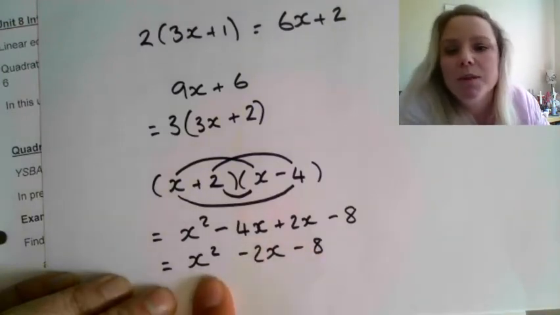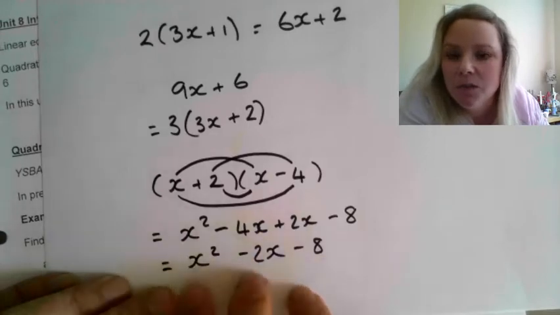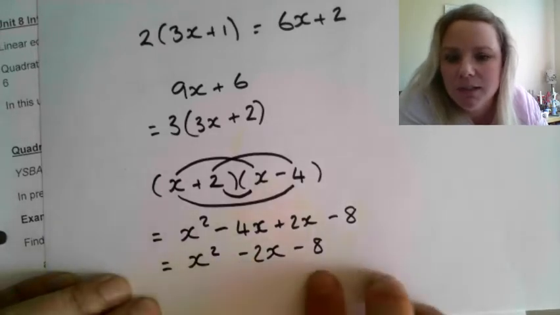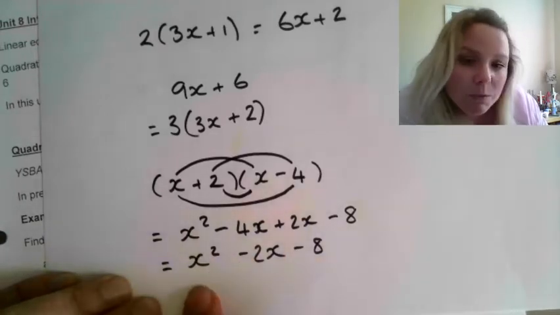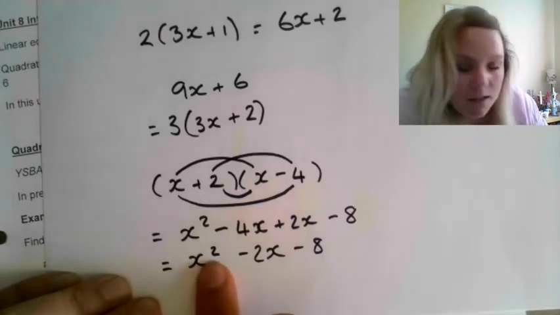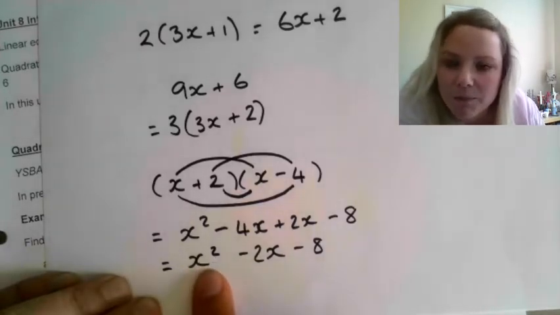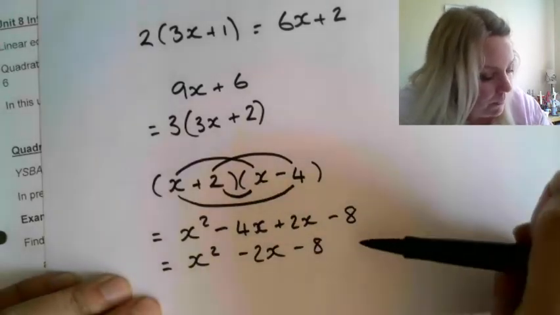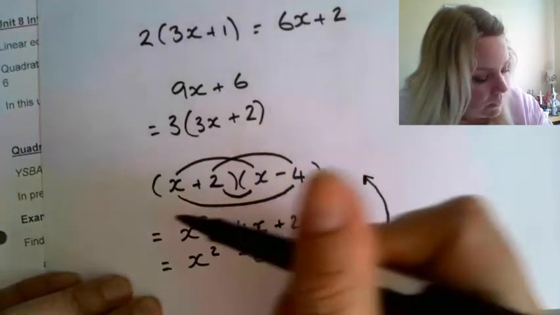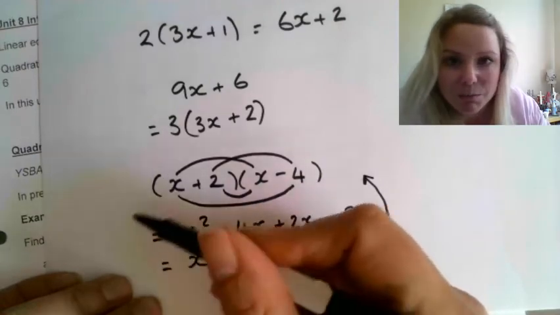We've ended up with a quadratic expression. Now it's not an equation because we haven't said it's equal to anything, but we've ended up with a quadratic expression, and we know that because of this squared term in it. So what we are going to be able to do is work backwards here. So going from here to here was expanding the brackets.